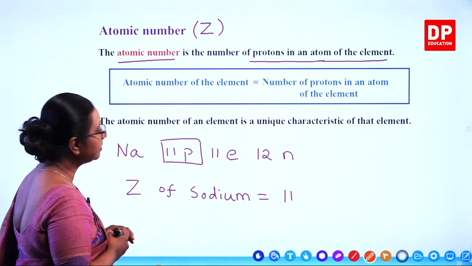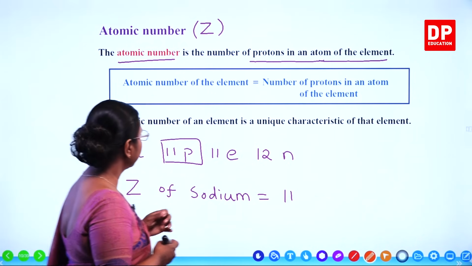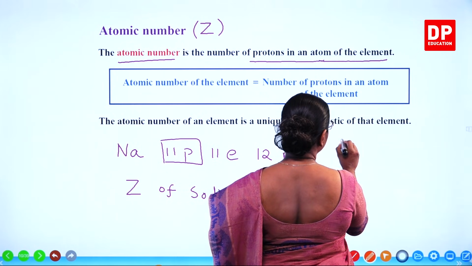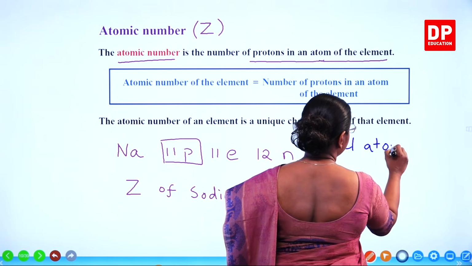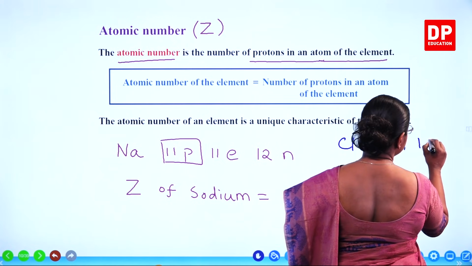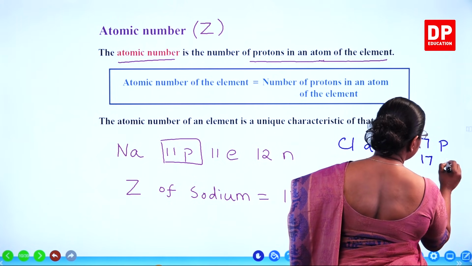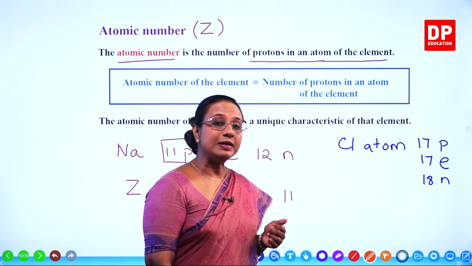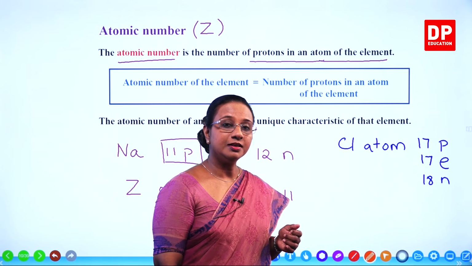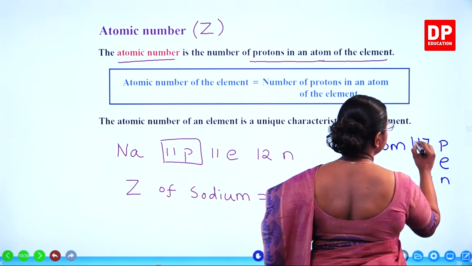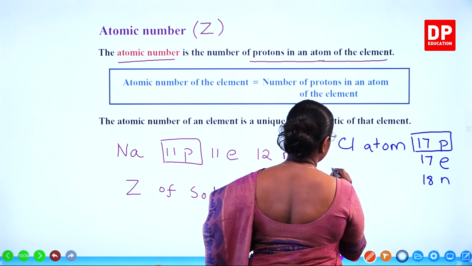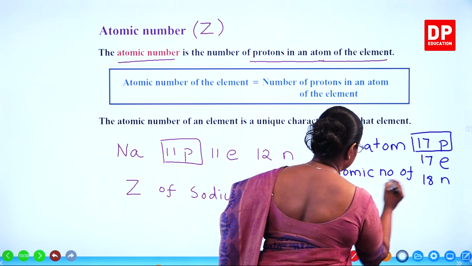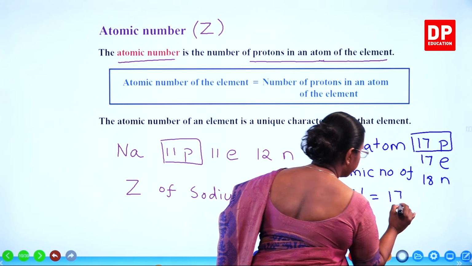We will look at another example. We will take the chlorine element. Let's say a chlorine atom. Now the chlorine atom has 17 protons, 17 electrons and 18 neutrons. So what will be the atomic number of chlorine? Yes, it is going to be the value 17. So the atomic number of chlorine is equal to 17.